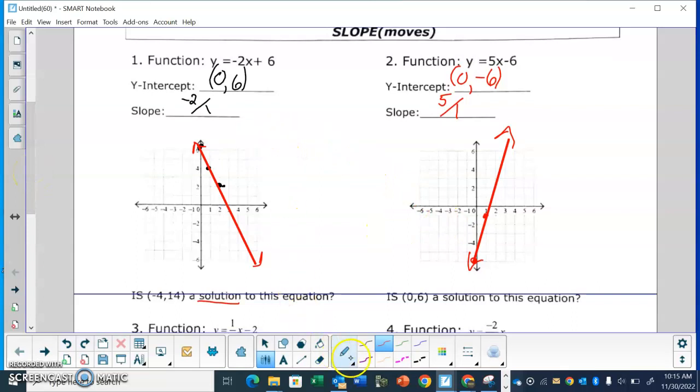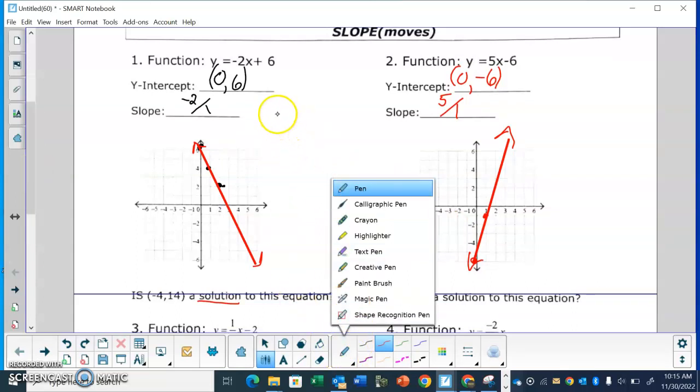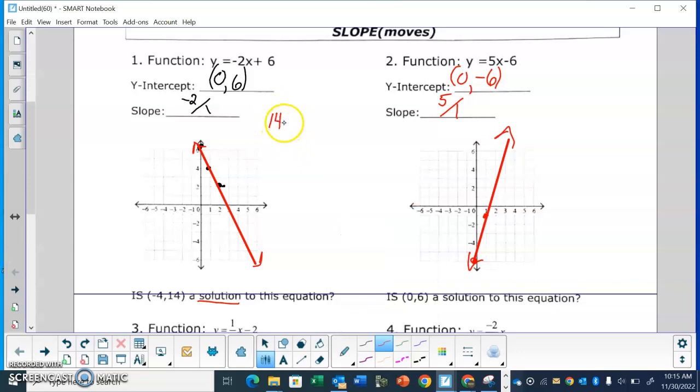If I put in -4 for x, and y equal to 14, we're going to see if 14 is equal to negative 2 times negative 4 plus 6. Now we have 14 is equal to, negative times a negative makes it positive, so that's 8. 2 times 4 plus 6. And then 14 equals 14. So yes, it is a solution. I'll write the word yes here.